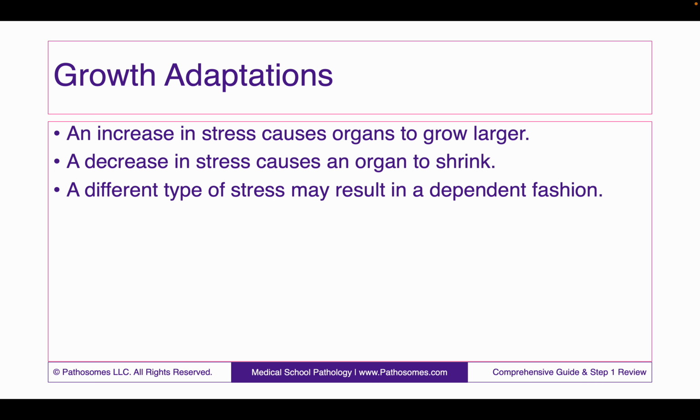Now we know that an increase in stress causes organs to grow larger. That's why bodybuilders and weightlifters pump iron, right? Get those muscles going, get the pump, increase the stress, grow larger. Whereas a decrease in stress causes an organ to shrink, like our prior friend's right lower leg. We'll see that again. It shrunk because it was undergoing decreased stress, right? It wasn't moving, functioning properly, withered down. A different type of stress may result in a dependent fashion.